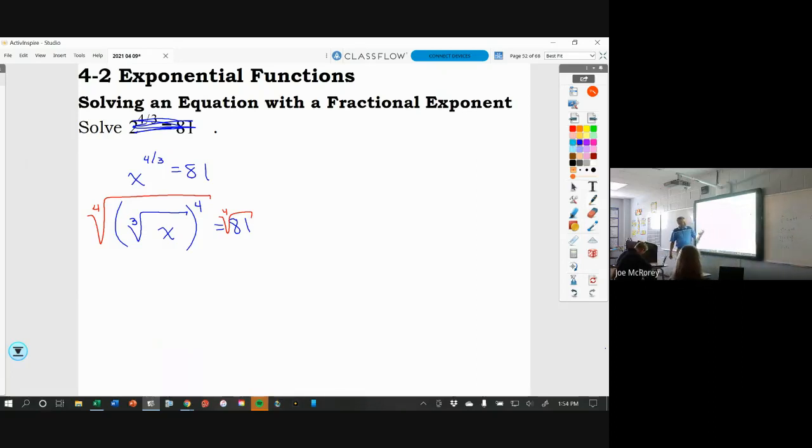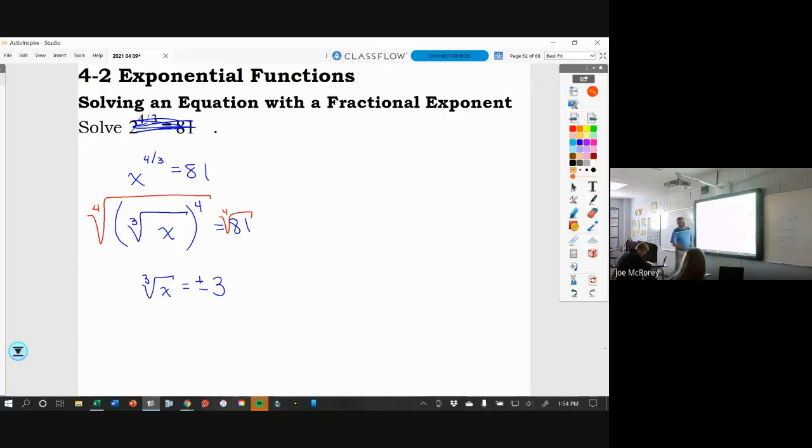Taking the 4th root of something to the 4th power will cancel out those 4s. So I'm left with the cubed root of x equals, and what is the 4th root of 81? 3. 3 is half right. Plus or minus 3.